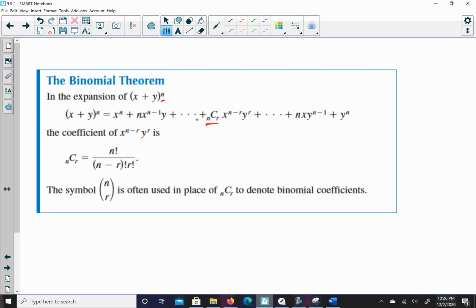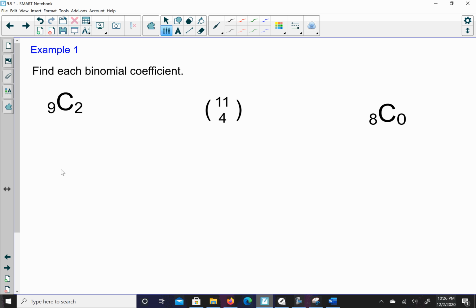So let's go over how we find a combination, just to see if you remember. To do a combination, you're going to start with 9 factorial in the numerator, and then you're going to take 9 minus 2 and get 7 factorial, and then 2 factorial. So the bottom two, 7 plus 2, should equal this 9.